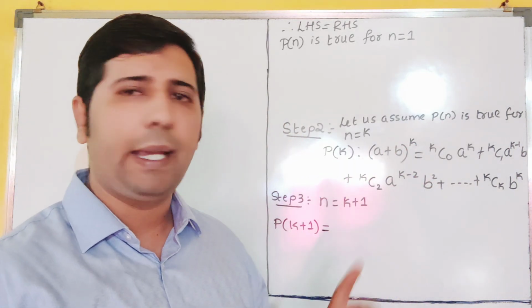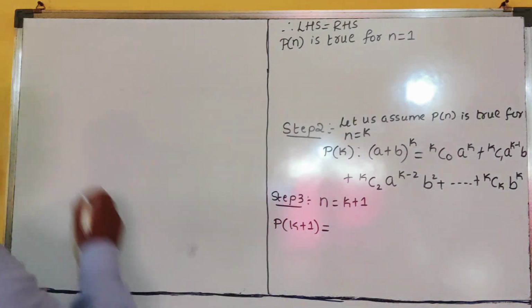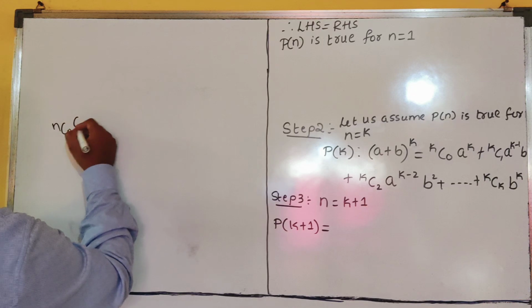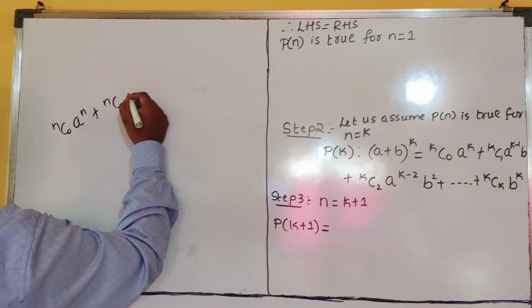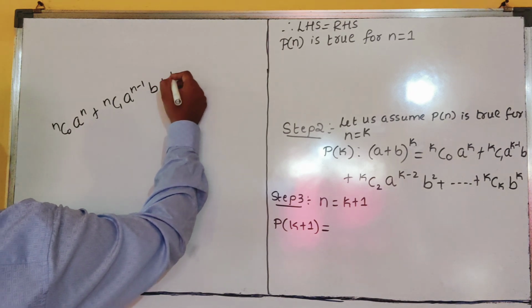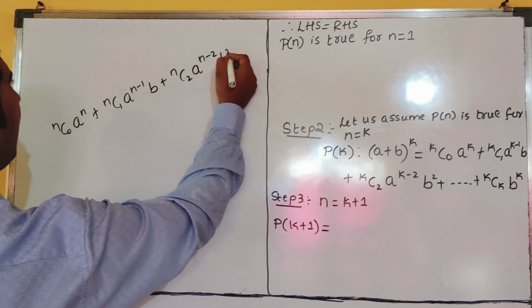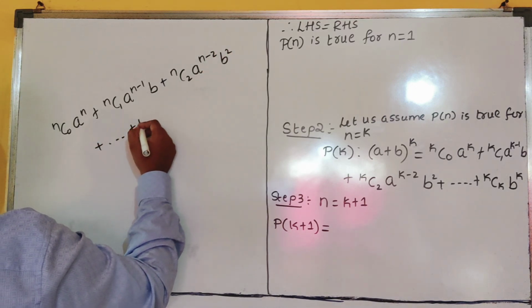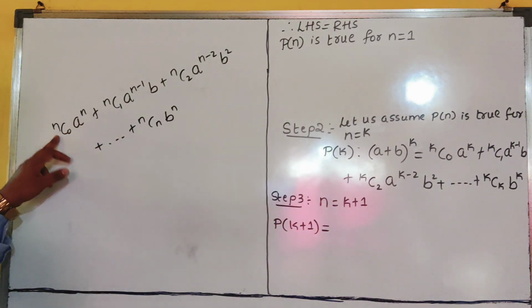In the main statement, nC0 a raised to n minus 0, nC1 a raised to n minus 1 b, nC2 a raised to n minus 2 b square, in this we have to put it. So you replace n is equal to k plus 1 in this.